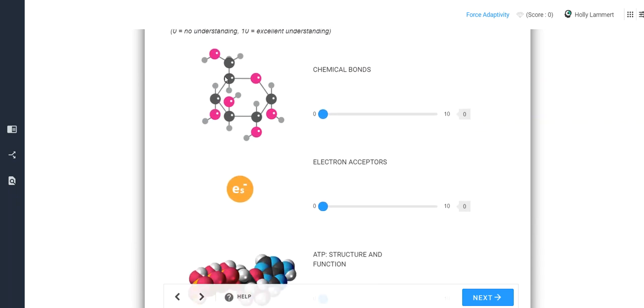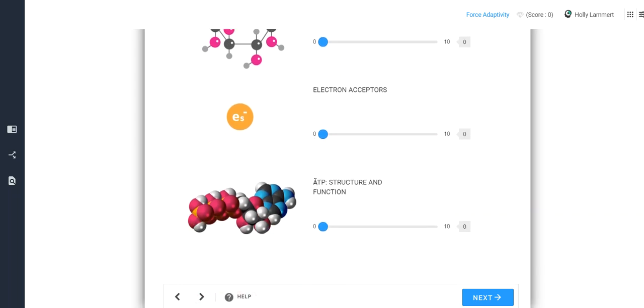Chemical bonds are a sharing of electrons. Electron acceptors, what are those two molecules? The buses that transport the electrons from glucose to oxygen. In the meantime, making the structure of ATP, which is the energy-carrying molecule. It's like the money of the cell.